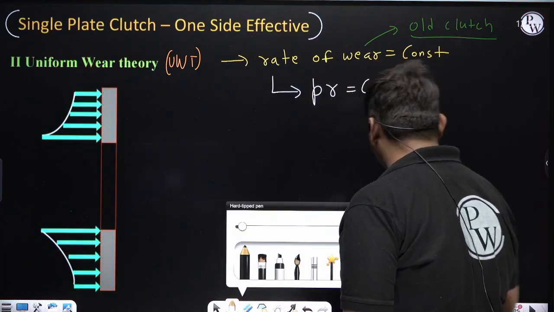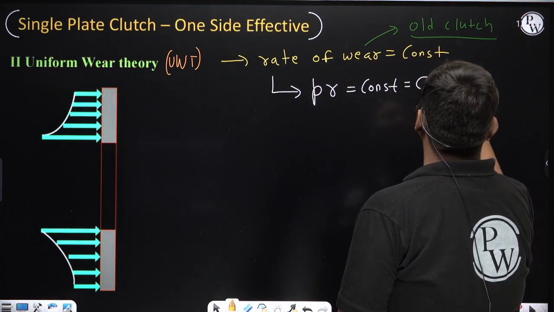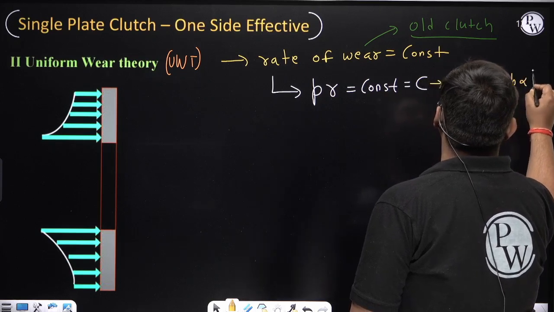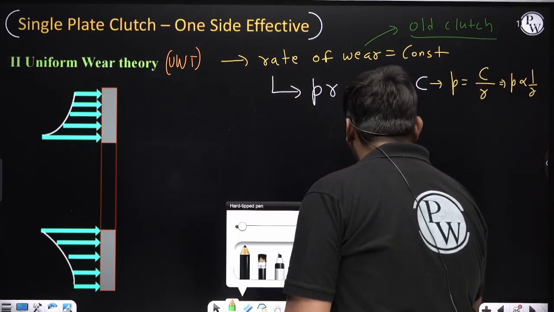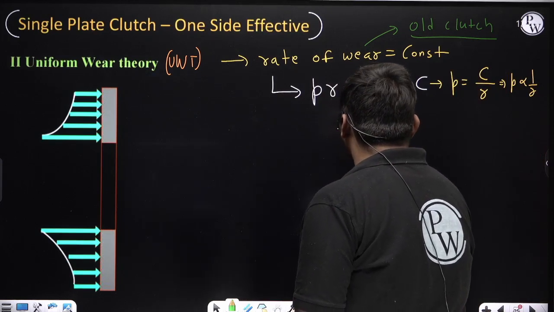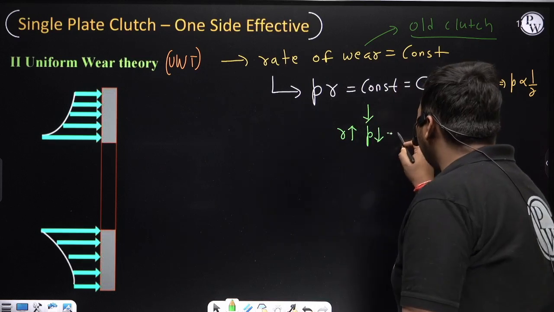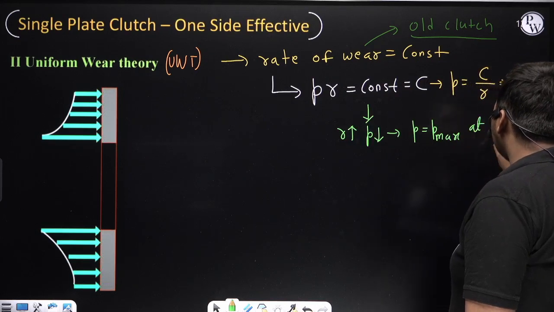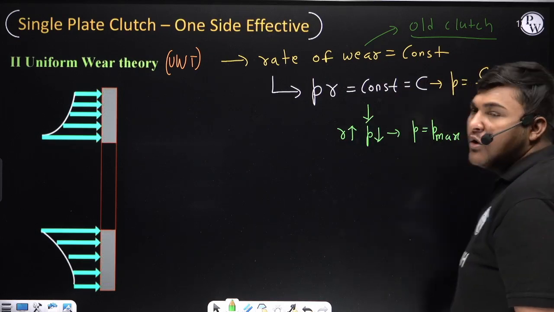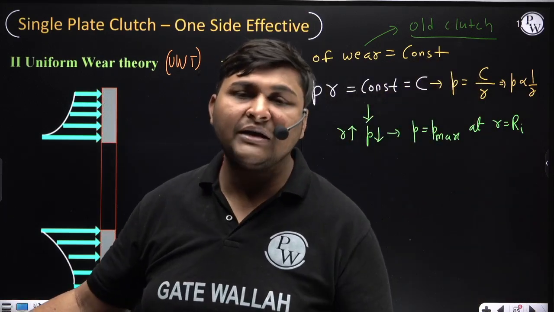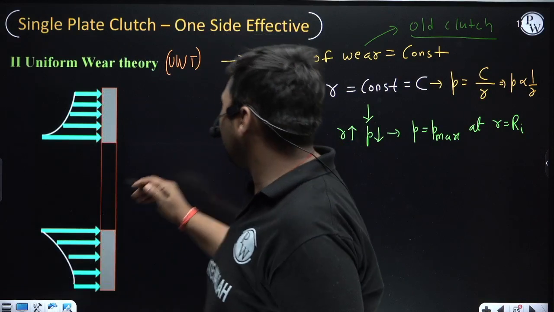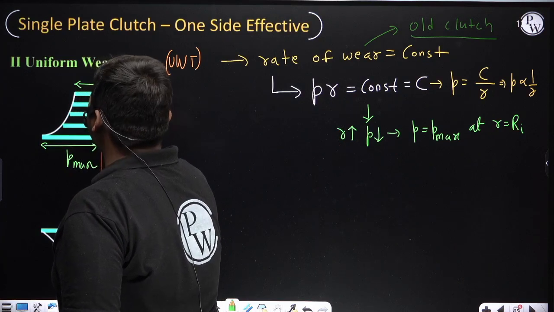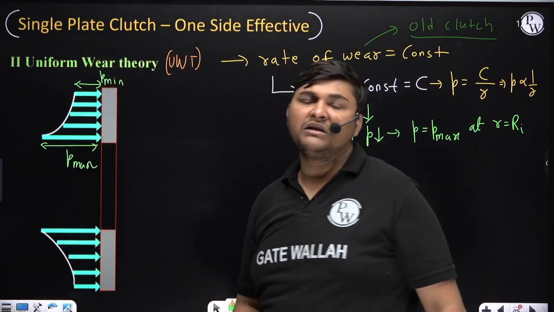Now, from this expression, you can also make one conclusion: pressure P is C upon R. Means can I say for uniform wear theory, pressure is inversely proportional to R? Pressure is inversely proportional to R means as R increases, pressure will decrease. Means in uniform wear theory, pressure P will be maximum at inner radius, that is at R equal to Ri. Why? Because when R is increasing, pressure is decreasing. So pressure will be maximum at inner radius and minimum at outer radius, that is R equal to R naught.